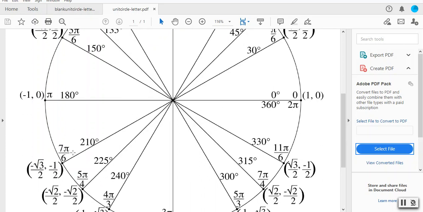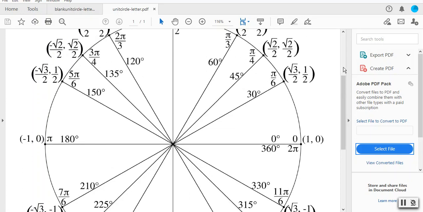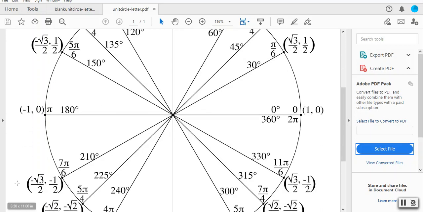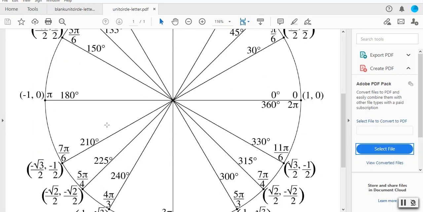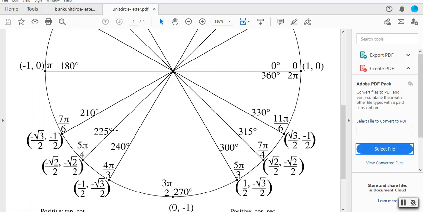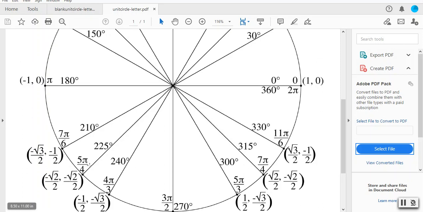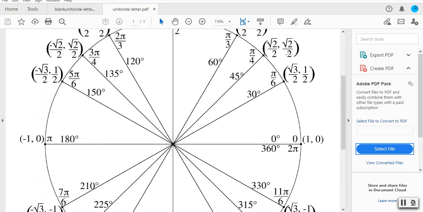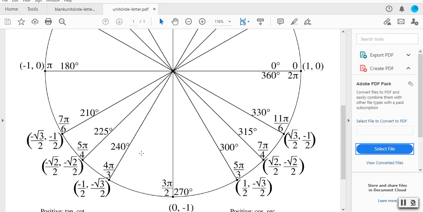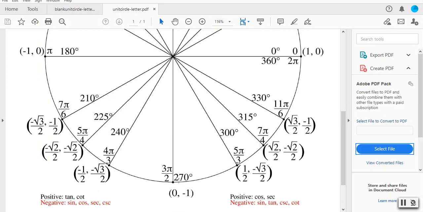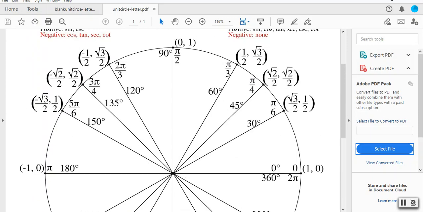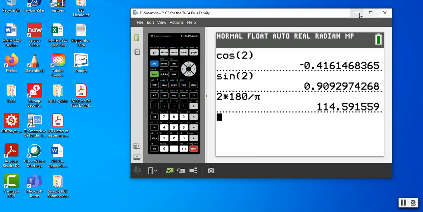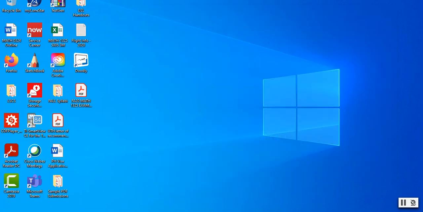So, 7 pi over 6 is 210, but the reference angle is pi over 6, or 30 degrees. So it's the same ordered pair, but negative, negative. Same thing goes for 225 and 240. You have that they're both negative, but what's the reference angle for 225? 45. So it's this ordered pair. And then 240, same thing. Okay. So again, the parameterization of the unit circle is such that the x is equal to cosine and the y is equal to sine.